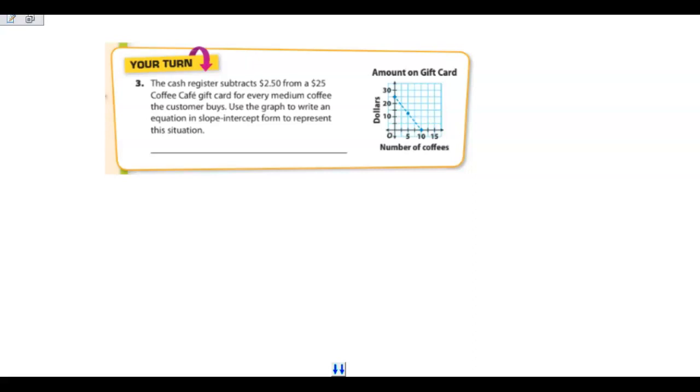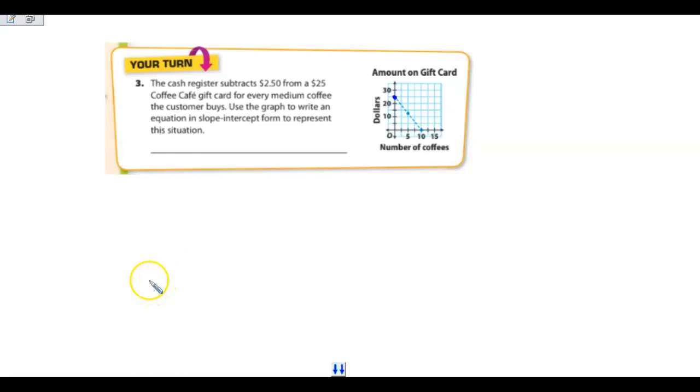Let's take a look at the your turn number 3. So the cash register subtracts $2.50 from a $25 coffee cafe gift card for every medium coffee the customer buys. Use the graph to write an equation in slope-intercept form to represent this situation. Now remember, when you get a gift card, it's fully loaded, typically. And so we're starting at 25. And so that means that this 25 is my y-intercept. And so we're going to actually start right here.